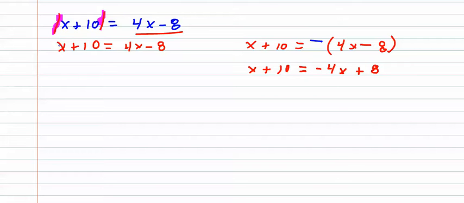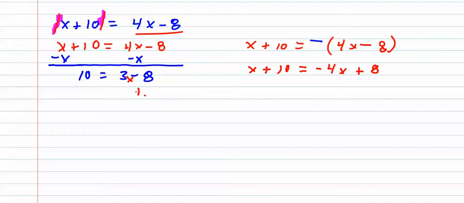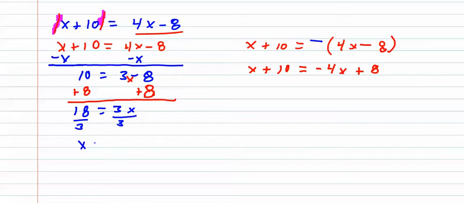So, minus x, and we get 10 equals 3x minus 8. We have 3x plus my x. And now we add 8 to both sides. And we have 18 equals 3x. Divide by 3, divide by 3. X turns out to be 6.